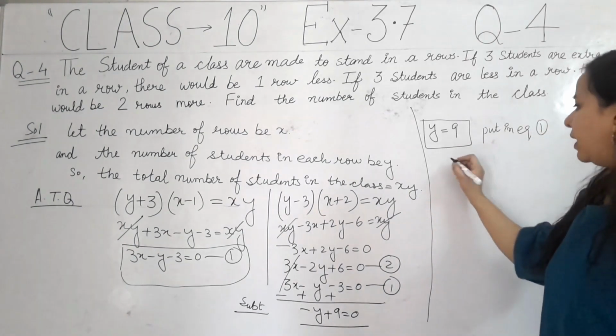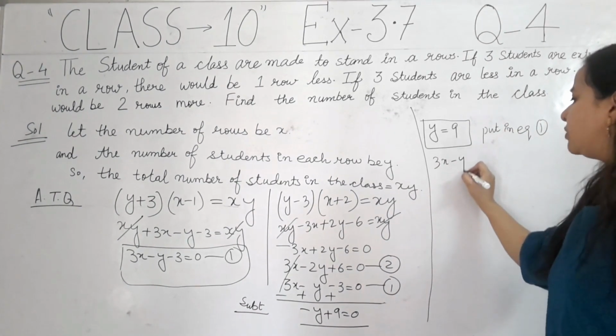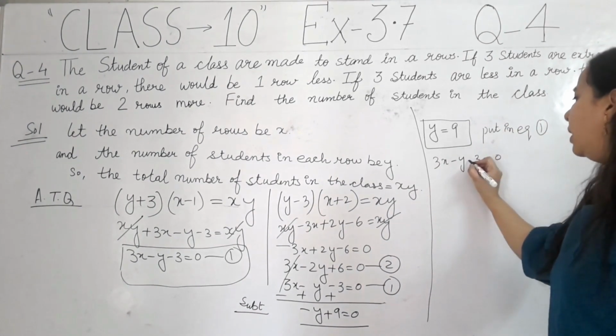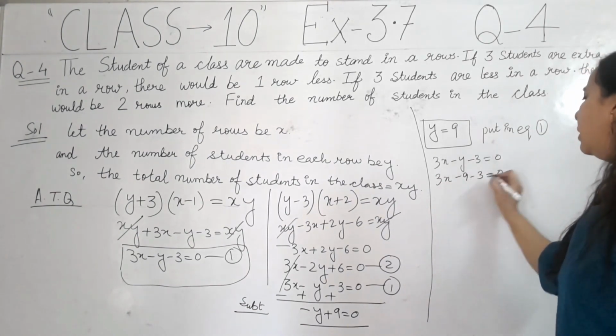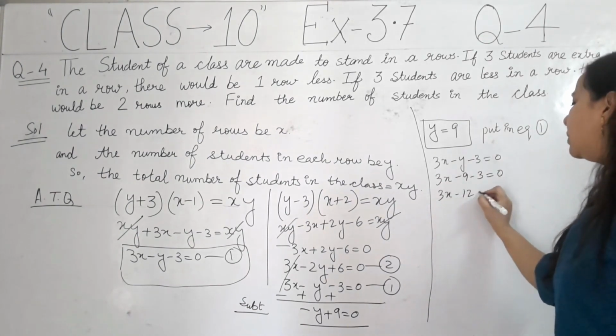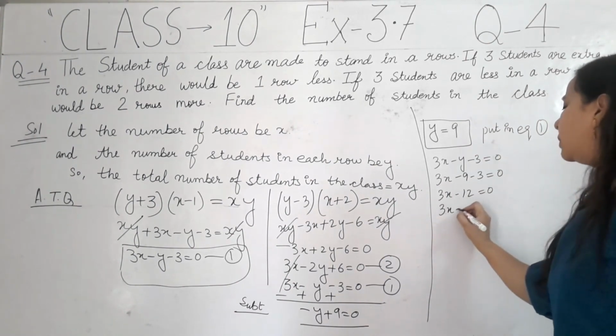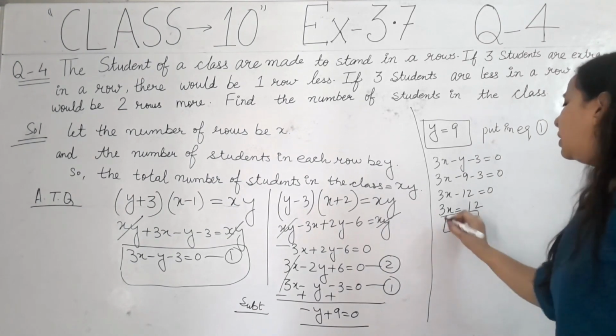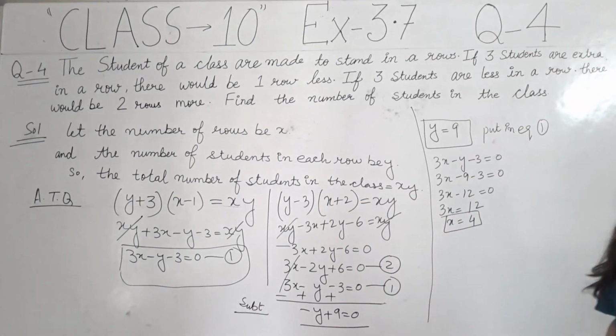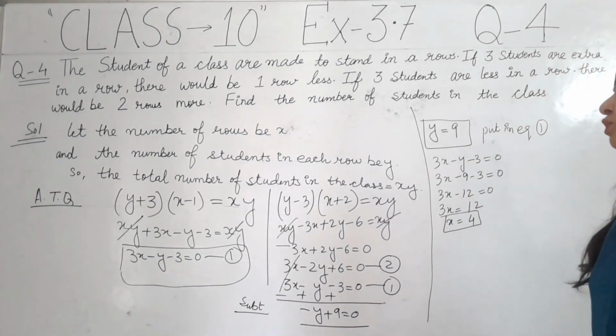And if we put this in the equation, what is our equation 1? 3x minus y minus 3 is equal to 0, and 3x minus 9 minus 3 is equal to 0. 3x minus 12 is equal to 0. 3x is equal to 12 and x is equal to 4. So the total number of rows is 4 and the total number of students in each row is 9.